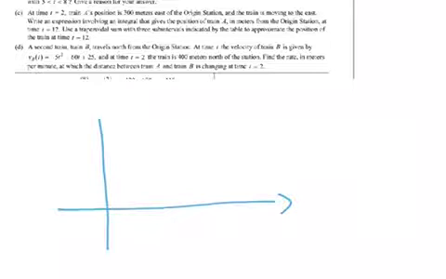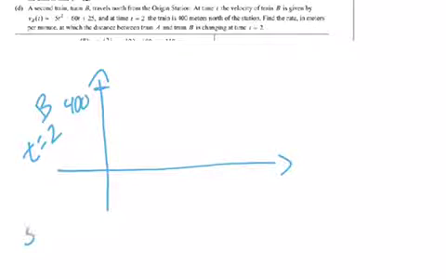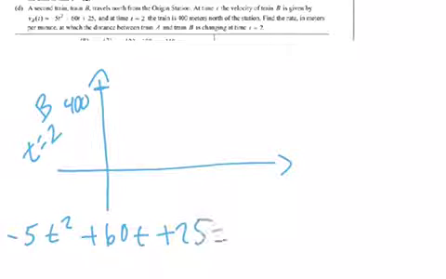Well, I think a picture might help. So it says the second train, train B, at time equals 2, is going north, and at time equals 2, it is at 400 meters. Then it says the equation is going to be negative 5t squared plus 60t plus 25 is how we calculate the velocity of it.